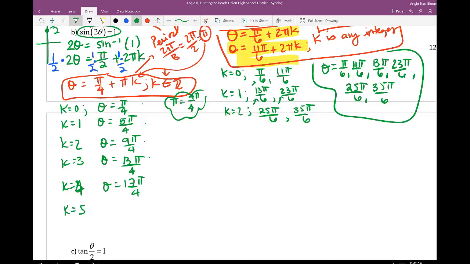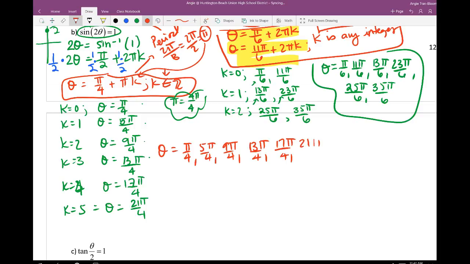When k is 5, I'm going to add 4 pi to that, so that's going to be 21 pi over 4. So here are your 6 solutions. Theta is pi over 4, 5 pi over 4, 9 pi over 4, 13 pi over 4, 17 pi over 4, 21 pi over 4. And box that up.